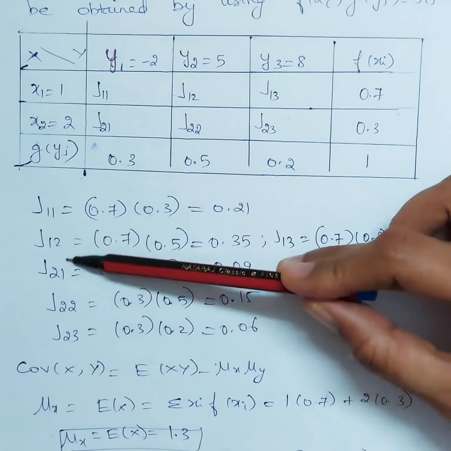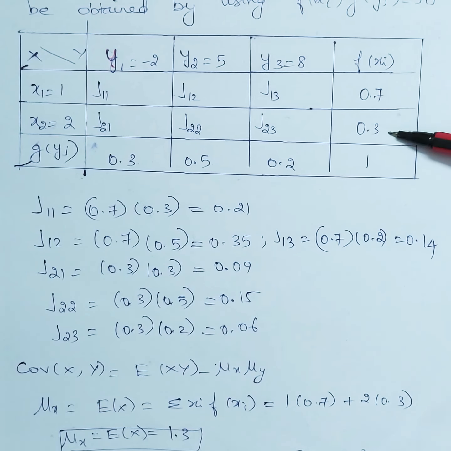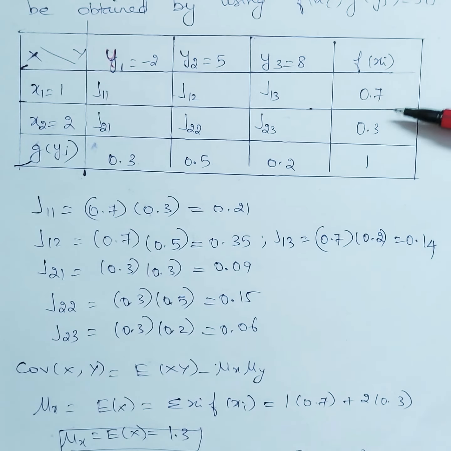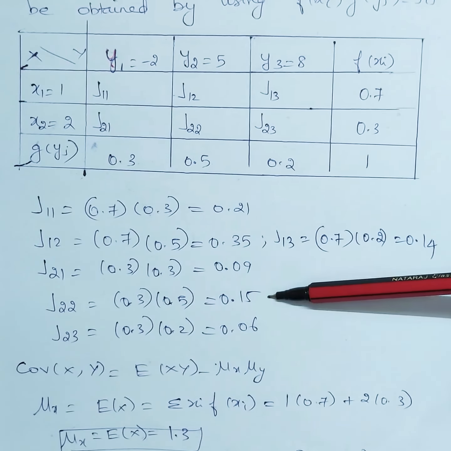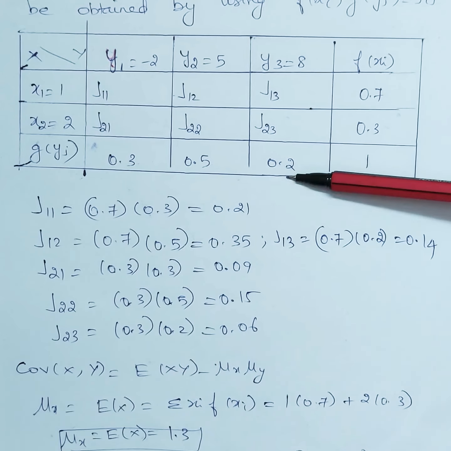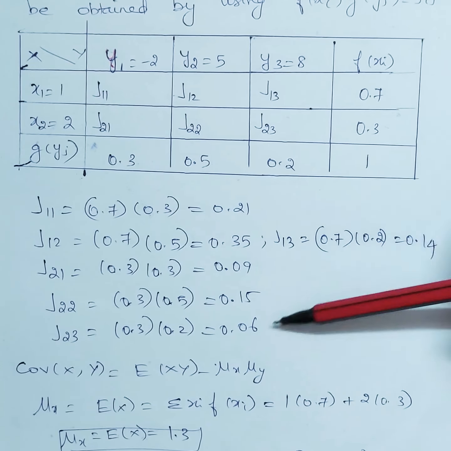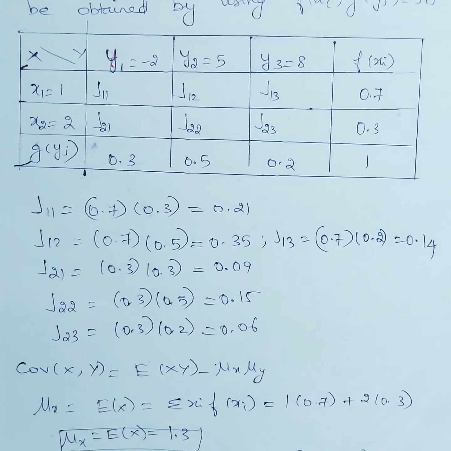First value is 2, right? 2 is same, so I am going to take 0.3. 0.3 into 0.3 is the first value. 0.3 into 0.5 is the second value. 0.3 into 0.1 is the third value. 0.3 into 0.2 is the fourth value. So we got all the values. Now we just have to write down these values in the tabular column.